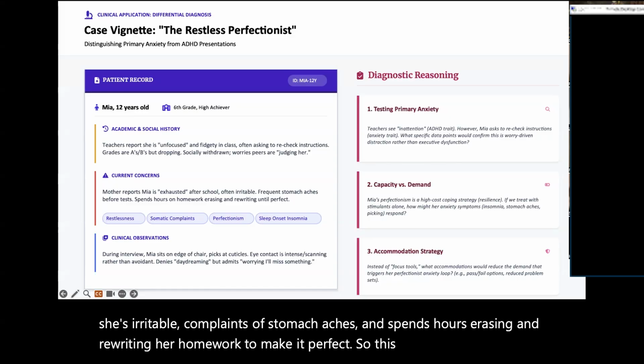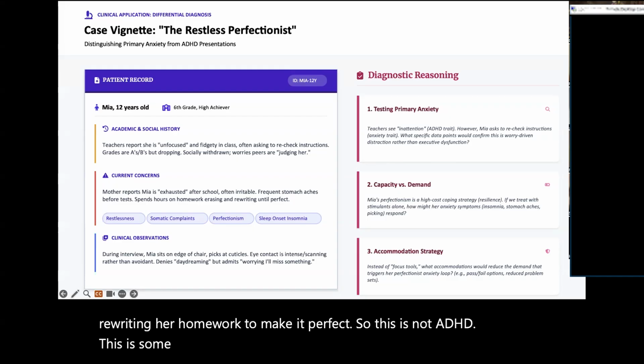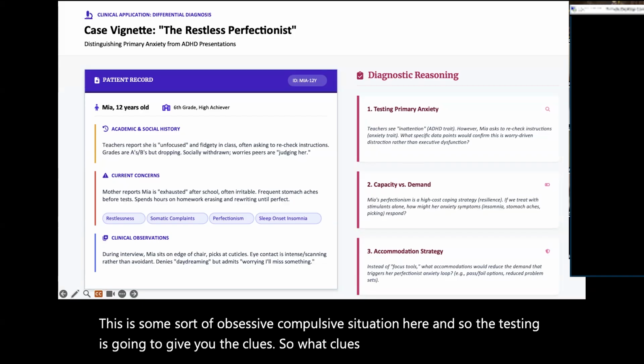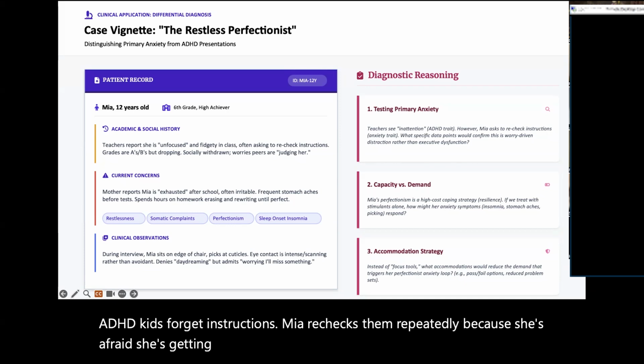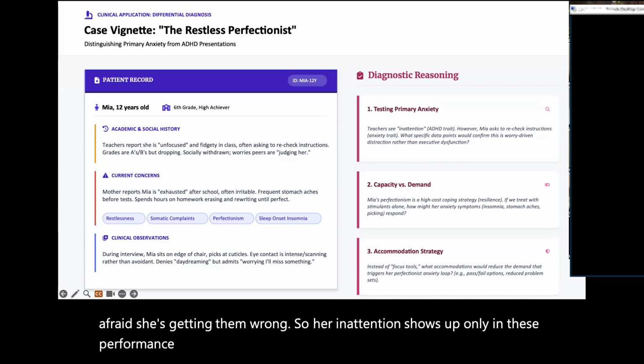So this is not ADHD. This is some sort of obsessive compulsive situation here. And so the testing is going to give you the clues. So what clues confirm the anxiety? Well, ADHD kids forget instructions. Mia rechecks them repeatedly because she's afraid she's getting them wrong. So her inattention shows up only in these performance situations. And her perfectionism is a high cost coping strategy.